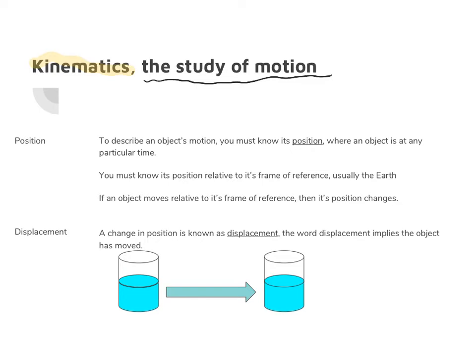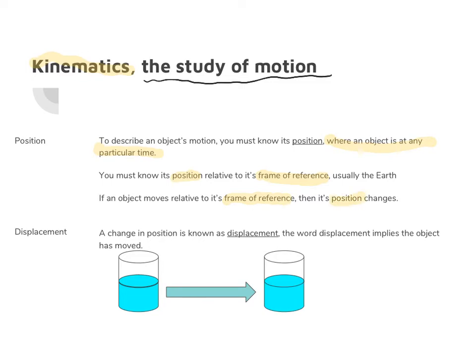Its position is where an object is at any particular time. That is an object's position. You must know its position relative to its frame of reference, which we have talked about in the past. Usually that frame of reference for us is the Earth. If an object moves relative to its frame of reference, then its position has changed.